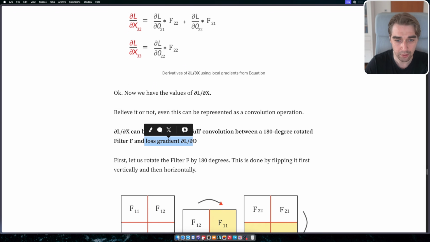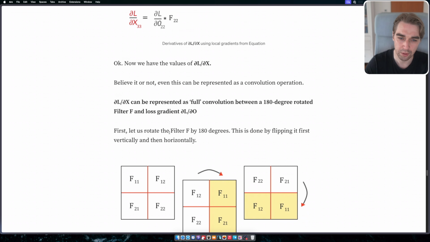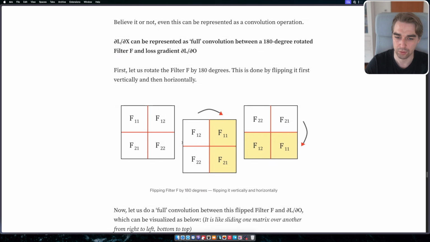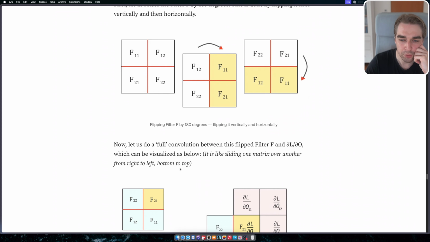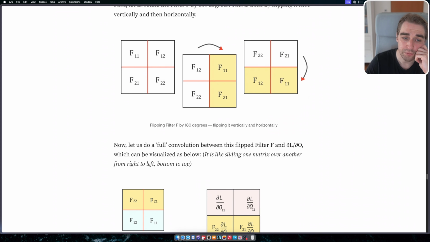So the loss gradient is what we get from the next layer, and the rotated filter f. First, let us rotate filter f by 180 degrees. This is done by flipping it first vertically, then horizontally. You can represent it as just changing the indexes. Now let's do a full convolution between the flipped filter f, which can be visualized as below.